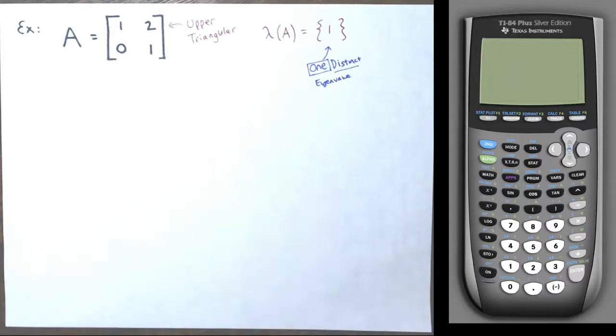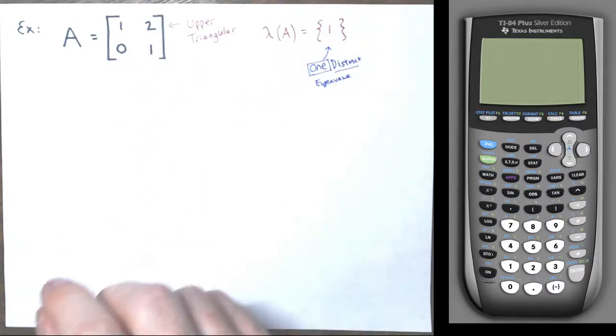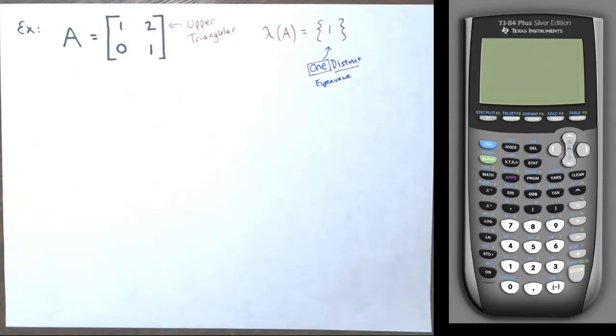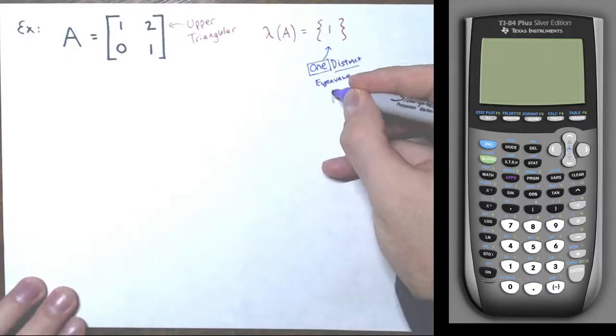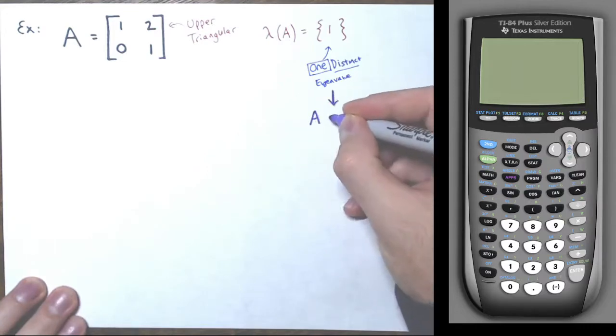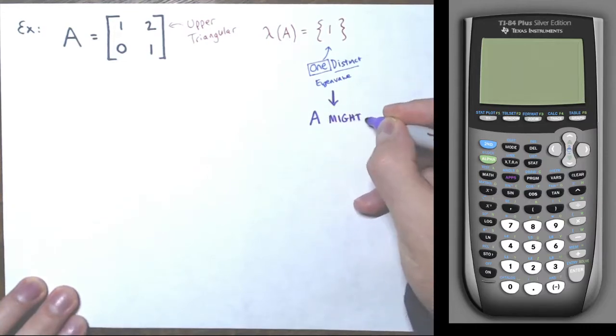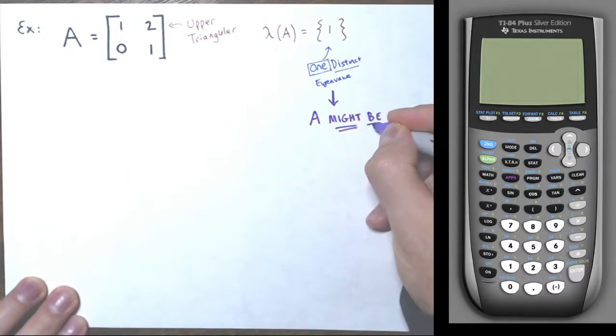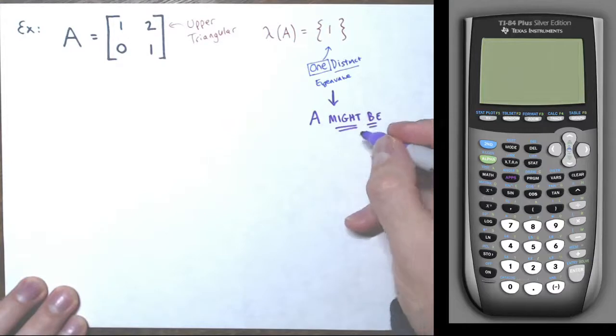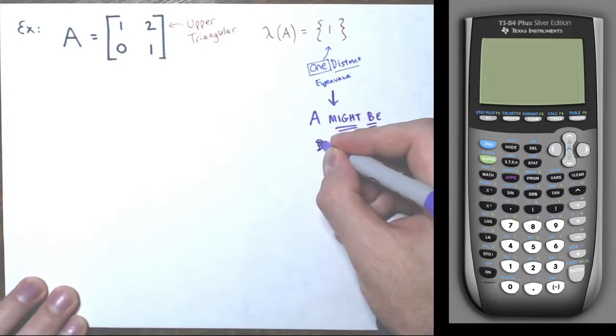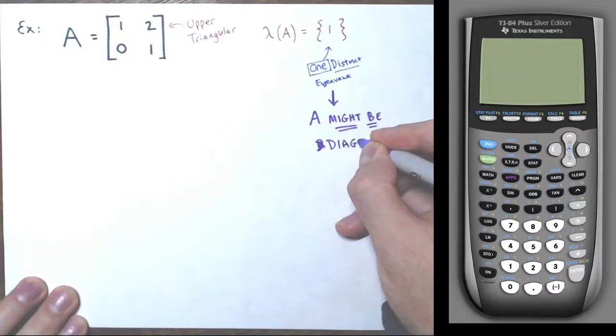So remember earlier, that doesn't mean that this matrix isn't diagonalizable. It just means I need to do more checking. If I saw that there were 2 eigenvalues and it was a 2 by 2, then I would know right away that it's diagonalizable. But because there aren't 2 different eigenvalues here, A might be diagonalizable. I have to do more calculating.